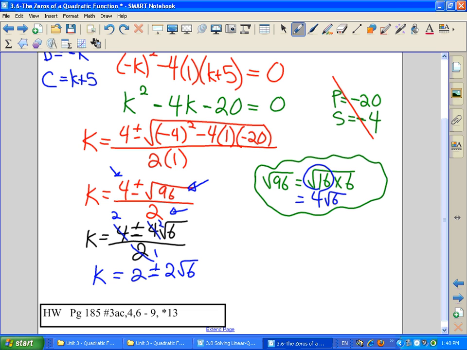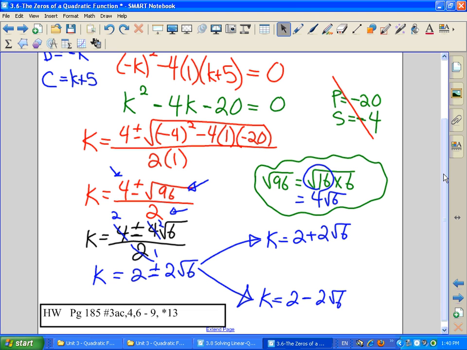That's an awful lot easier to plug in your calculator, your two options. So k either equals 2 plus 2 root 6, or k equals 2 minus 2 root 6. All right, plug that in your calculator and you should have k equals approximately 6.9 or k equals approximately negative 2.9. All right. There ends this day's lesson.